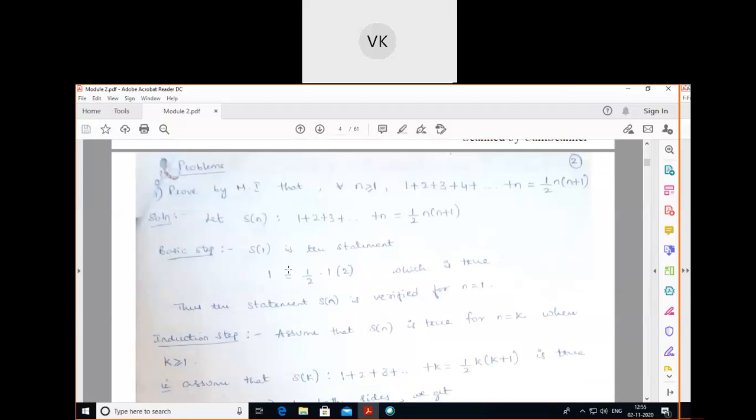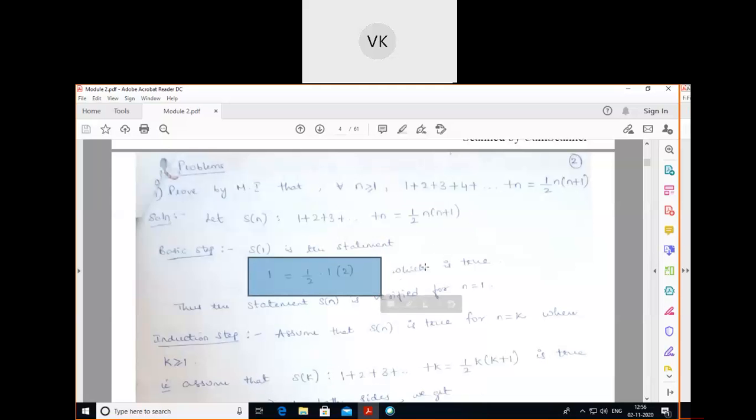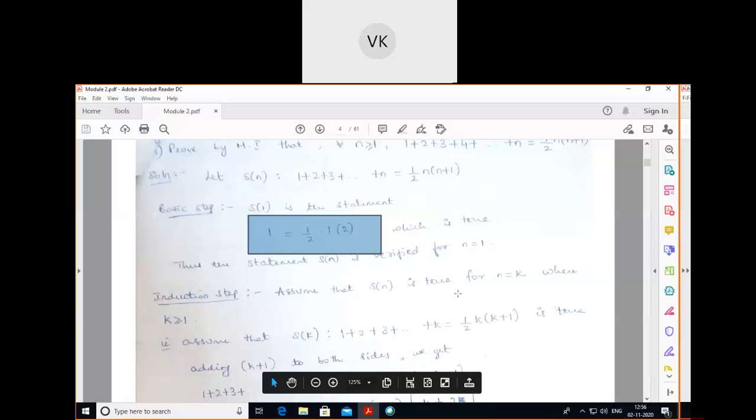After that we have to show that S of 1 is the statement, because we are going to take n equal to 1, as it is given n is more than or equal to 1. The initial value of n is 1, so I am going to move with the initial value n equal to 1 here. Put the value 1 in place of n, so we have got this one. So LHS is equal to RHS, which is true. Thus the statement S of n is true for n equal to 1.